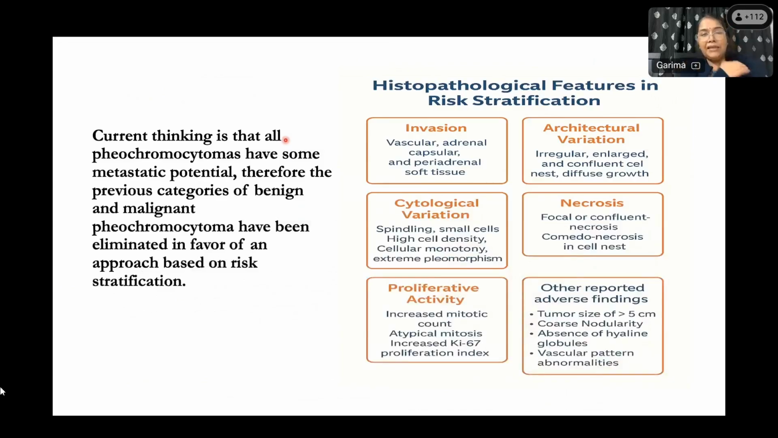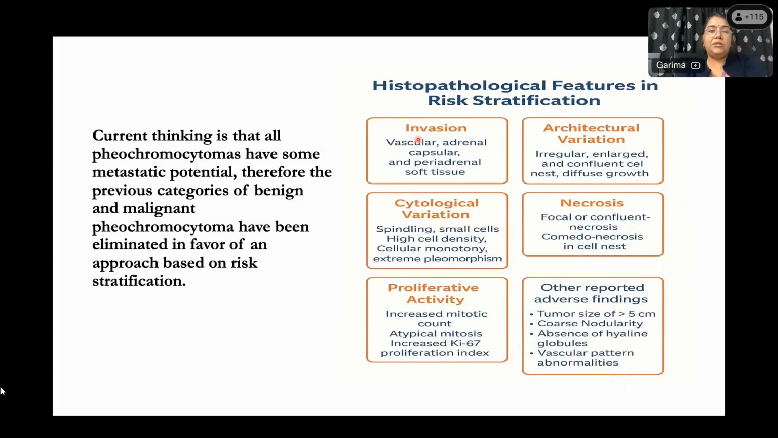Now, current thinking, as I've mentioned, is that all pheochromocytomas have got some metastatic potential. Therefore, though you will find that several grading criteria have been given in your book, now these all have been eliminated, and now we do a risk stratification according to the histological features which are present, like presence of any invasion, which may be vascular invasion, capsular invasion, or invasion into the periadrenal soft tissue.